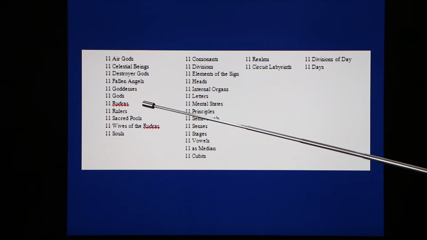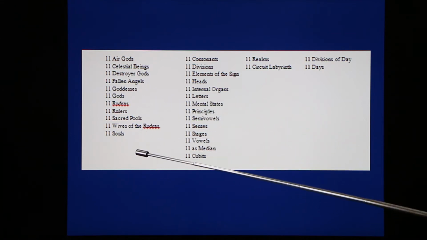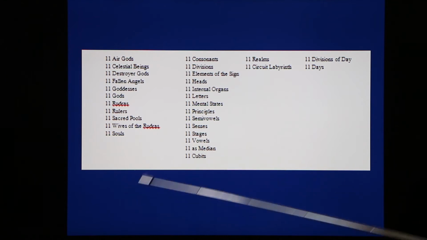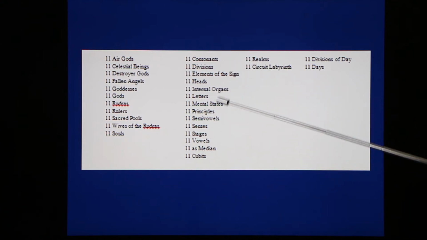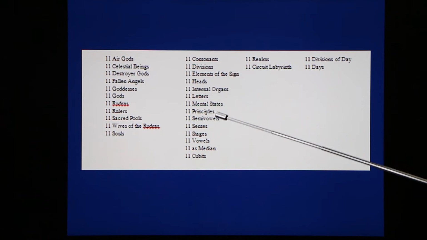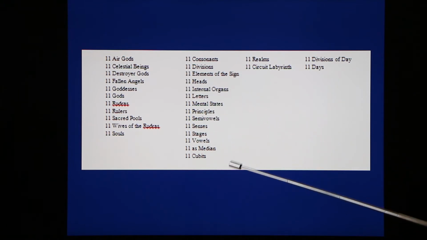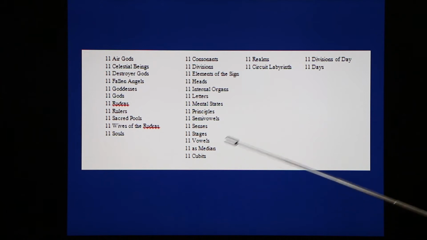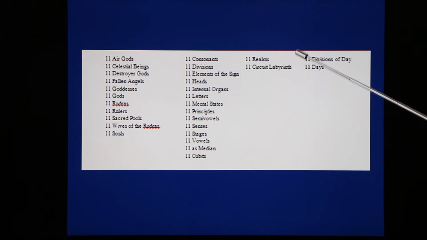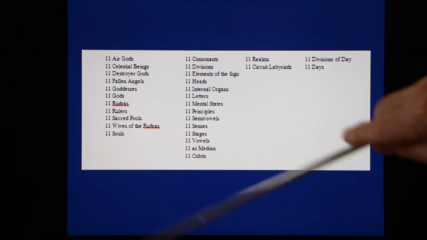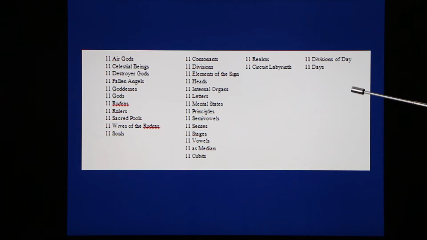So you have 11 air gods, celestial beings, fire, destroyer gods, fallen angels, goddesses, gods, Rudras, rulers, sacred pools, wives of the Rudras, and souls. 11 consonants, divisions, elements of the sign, heads, internal organs, letters, mental states, principles, semi-vowels, senses, stages, vowels, qubits. 11 realms, 11 circuit labyrinth. 11 divisions of the day and 11 days, which then gets expanded to the 12 days when we go from the 10 months to the 12 months.